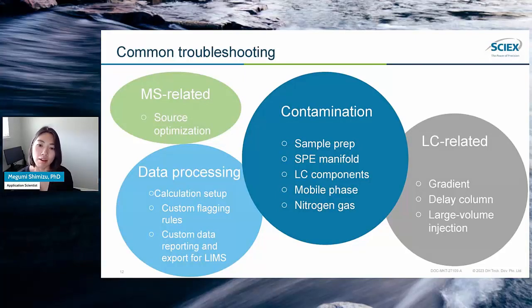And actually the most common mass spec related issue for PFAS is source conditions. Some PFAS compounds are more heat sensitive than others, and some compounds ionize better at higher temperature or higher ion spray voltage than others. So it is important to know how to decide on the source parameters when you're developing methods. For data processing, we see labs needing custom data reporting or exporting for LIMS systems, so we support these requests as they come.